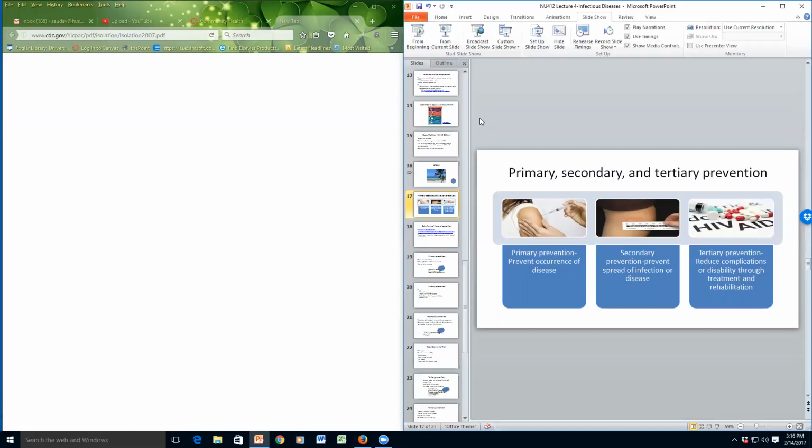So as part of infection control and infection prevention, we want to think about the different levels of prevention. In public health and community health, we think of 3 different levels. The first level is primary prevention, in which you're actually preventing the occurrence of any disease. Secondary prevention, in which you're preventing the spread of infection or disease. And the third is tertiary prevention, or reducing complications or disability through treatment and rehabilitation.